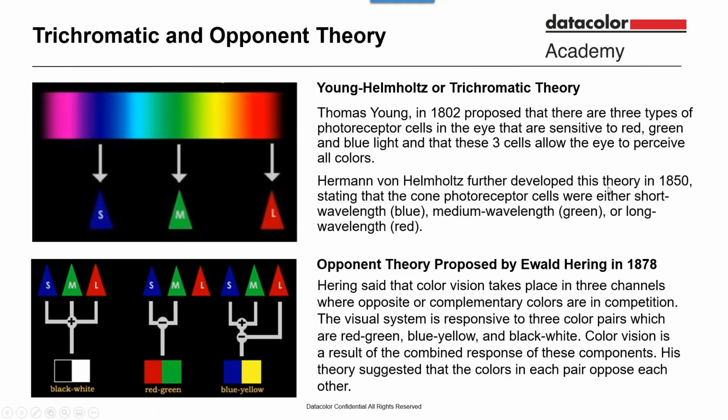Now, based on a phenomenon of color after images, Ewald Hering proposed the opponent theory of color vision. He said that color vision takes place in 3 channels where opposite or complementary colors are in competition. He said the visual system is responsive to 3 color pairs, which are red-green, blue-yellow, and black-white. His theory suggested that the colors in each pair oppose each other. For example, the red-green receptors cannot send messages about both colors at the same time. The theory explains the concept of after images.